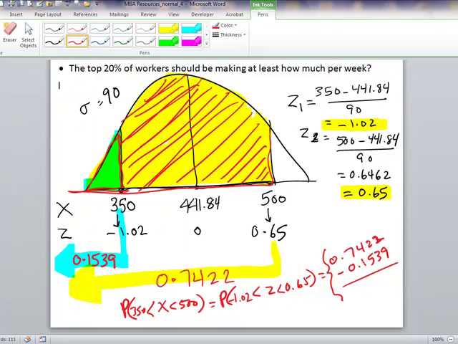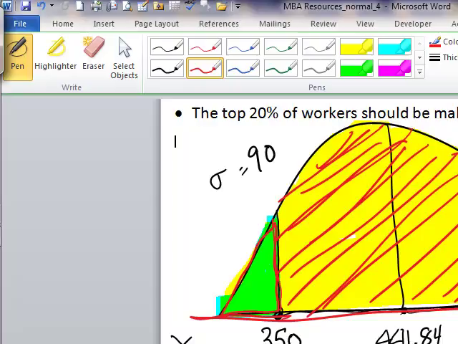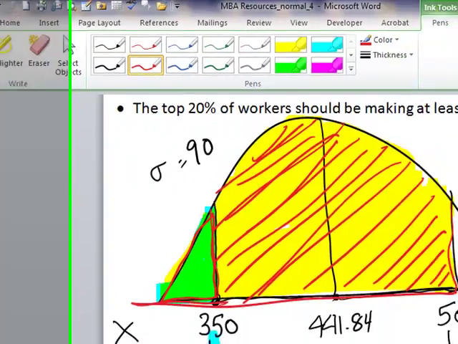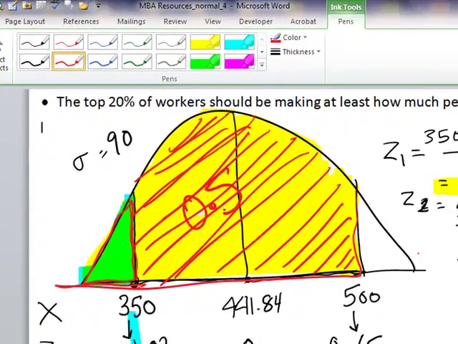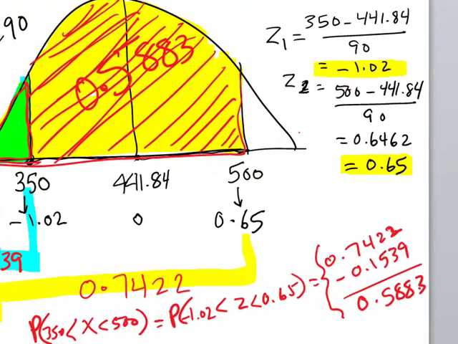I don't know what that answer is. I don't think I have computed it. And that answer would be 0.7422 minus 0.1539, which is 0.5883.